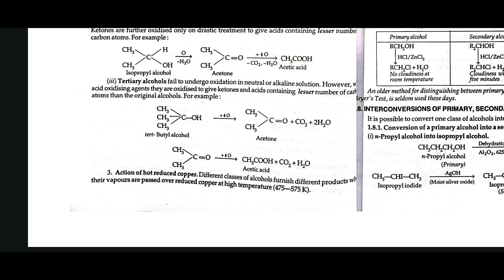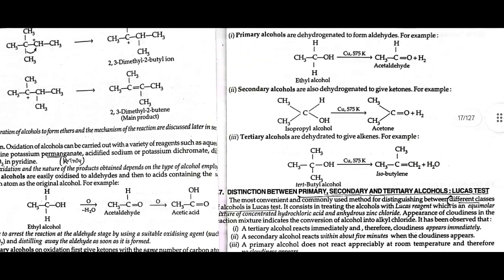Action of hot reduced copper. Different classes of alcohol furnish different products when their vapors are passed over reduced copper at high temperature, 475 to 575 Kelvin.